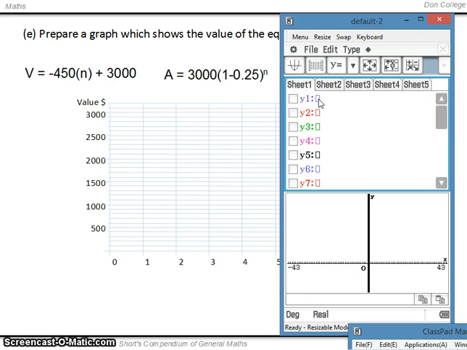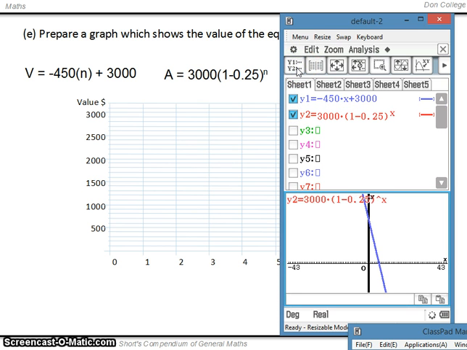Okay, so first put these both in: minus 450x plus 3,000, and 3,000 times (1 minus 0.25) to the power of x, like that. Select them both and we'll graph them. Actually quite nice that we can see these straight away.